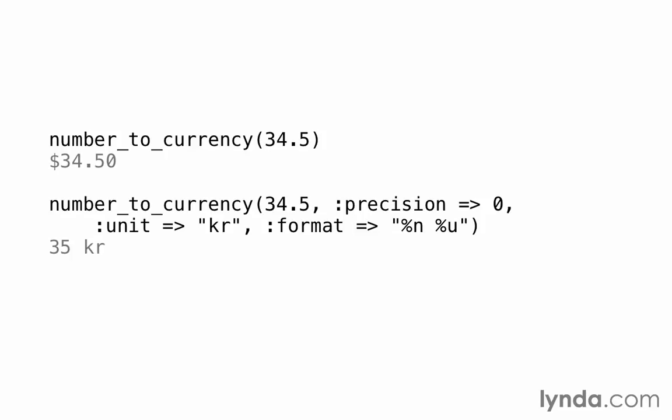We can use the options that we just saw as well as unit and format to change the way that looks. So for the unit in my example, I'm passing in KR. Several Scandinavian countries use krona for their currency and KR is the abbreviation. And then I don't want the KR in front of the 35, which is the default position for the unit symbol. Instead, I want it to go at the end. So I can specify the format and use %n for the number and %u for the unit. So I've told it to put the number and then a space and then the unit after that. This gives you a fair amount of flexibility to render numbers in whatever currency you want.